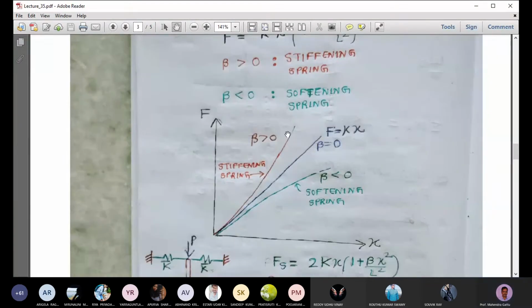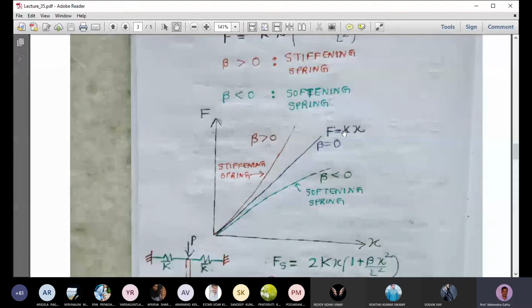And if beta is less than 0, then the force displacement curve will be like this. Initially the spring will have a spring constant k, and as the elongation increases, the spring constant reduces, and you get this shape. This type of spring is called a softening spring, and the springs where the stiffness increases are called stiffening springs. So stiffness increases with elongation in a stiffening spring, and here the k value reduces with elongation, so it is a softening spring.